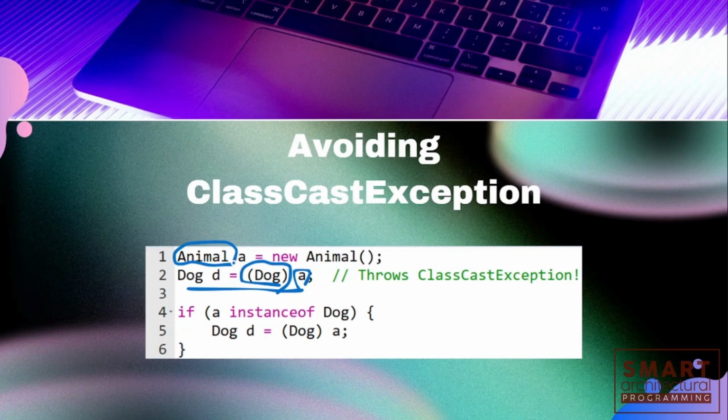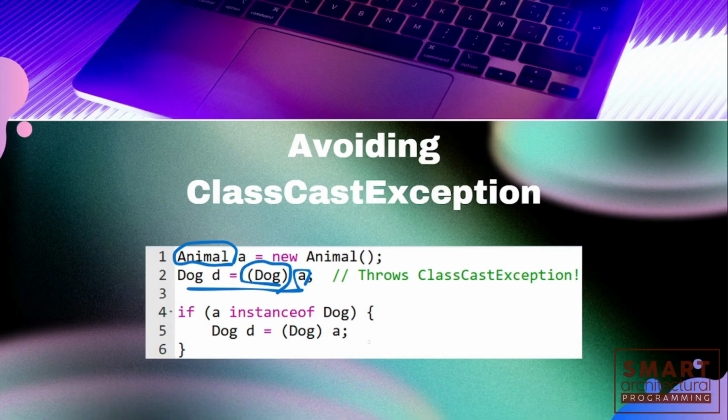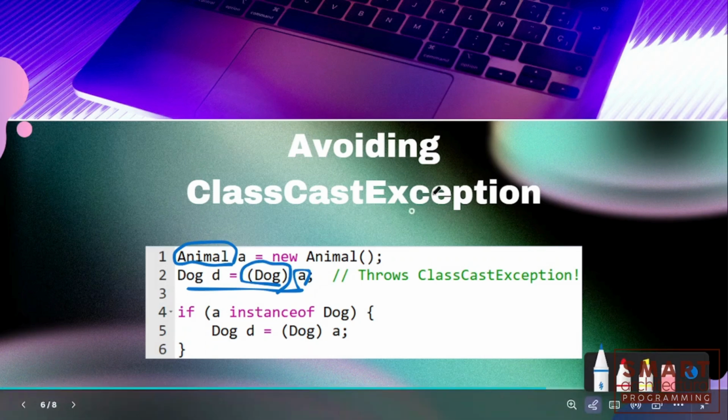Similarly, if you use instanceof to check first, we can avoid this error. So if A is instanceof Dog, then Dog d equals casting Dog A, right? That would make sure that if the instance of A is Dog, only then do we cast it as Dog further down in the code. So that is basically what a ClassCastException error is and how to avoid it.